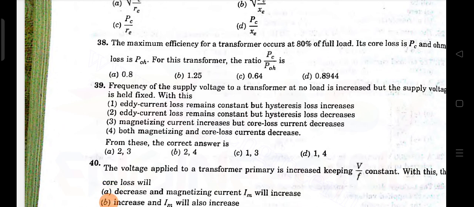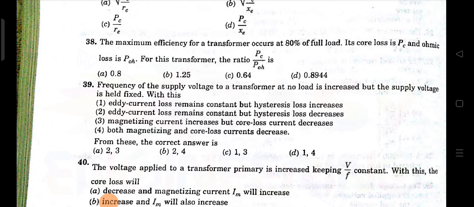The frequency of the supply voltage to a transformer at no load is increased, but the supply voltage is held fixed. What is given? The frequency is increased, but the supply voltage is constant. That means the V by F ratio is variable.